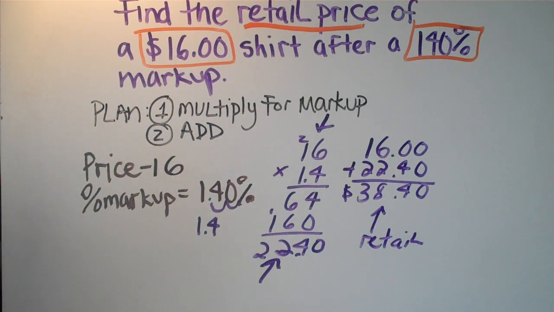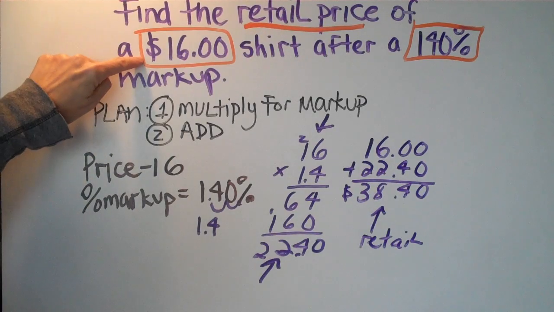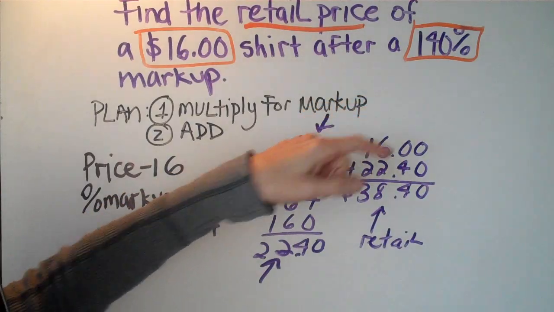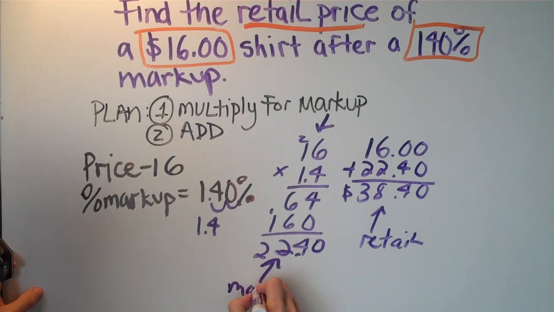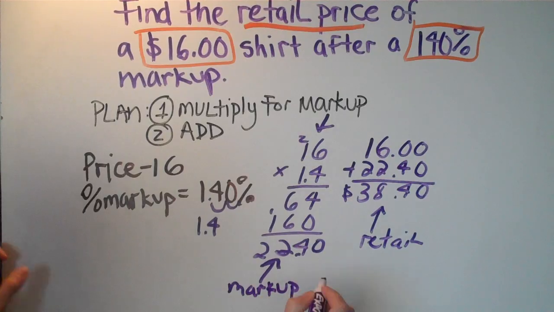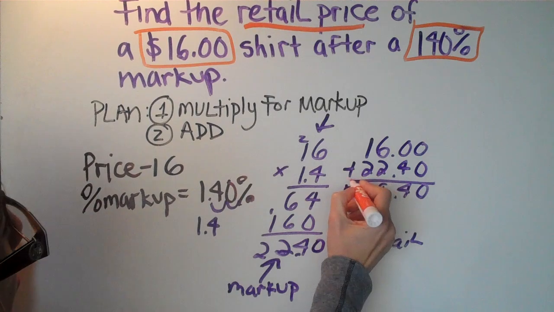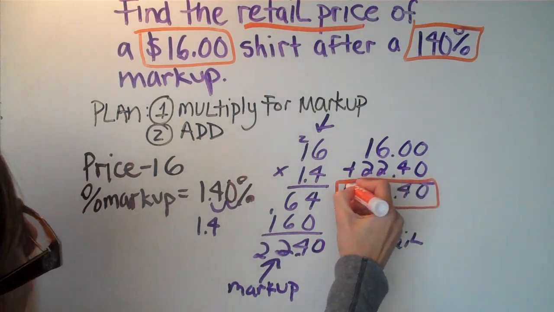So really it's simple, logical, you just have to think about it. You have the price, there's a 140% markup, change it to a decimal, multiply, and you get the markup. After multiplying, you get the markup, but you're not done. Now you have to do step number 2, which is taking that markup and adding it to the original price to get your retail price, and that is your final answer right here. Okay, so this is the final answer.